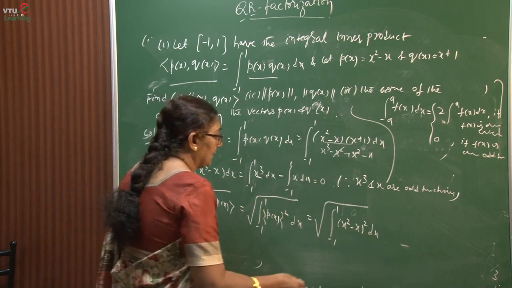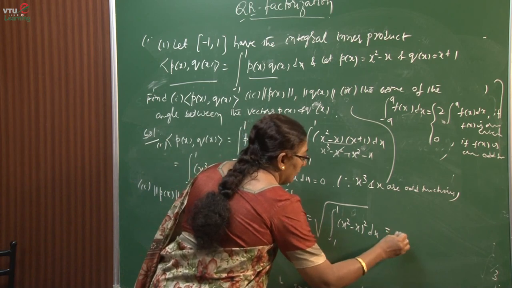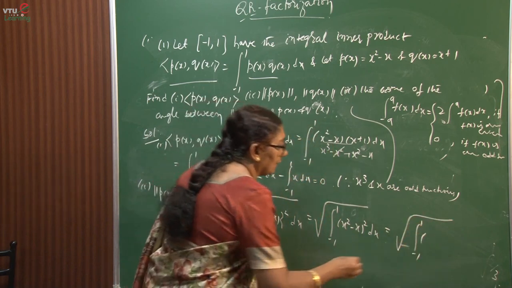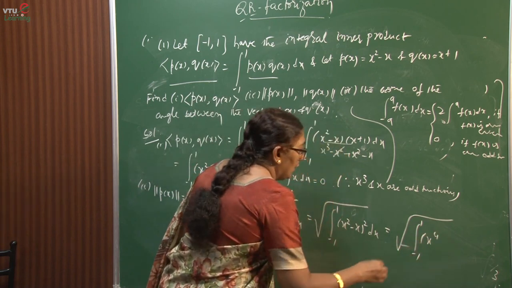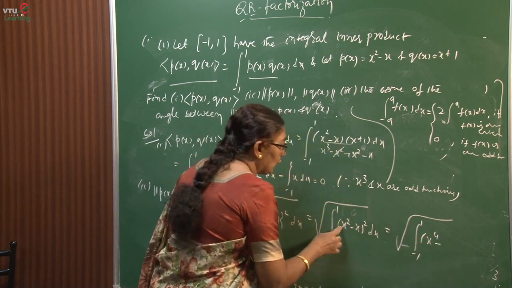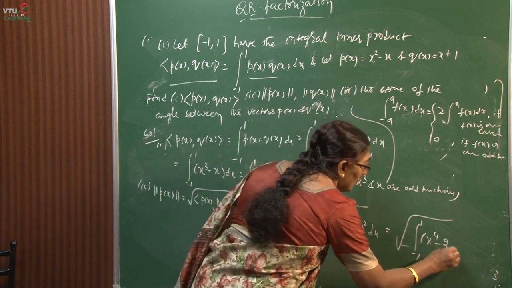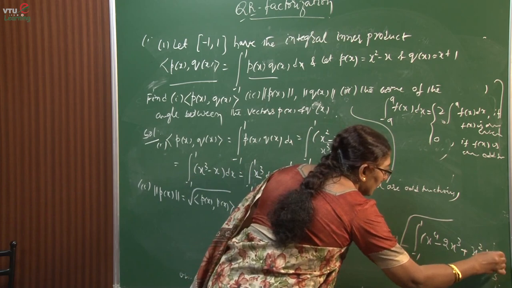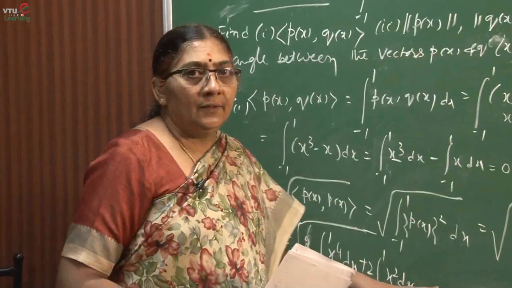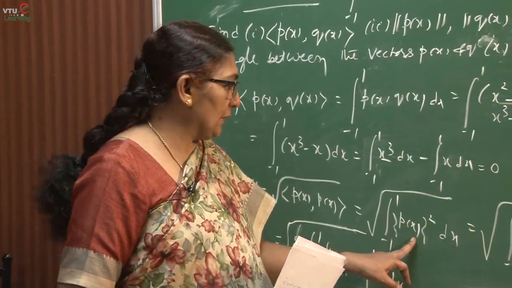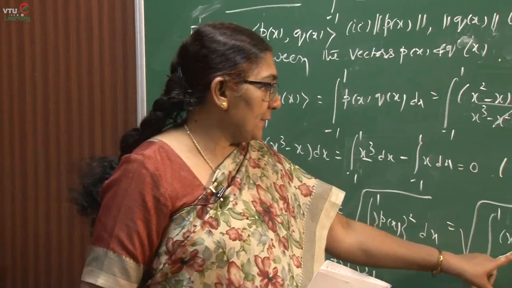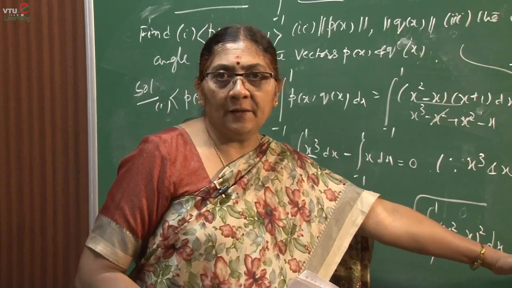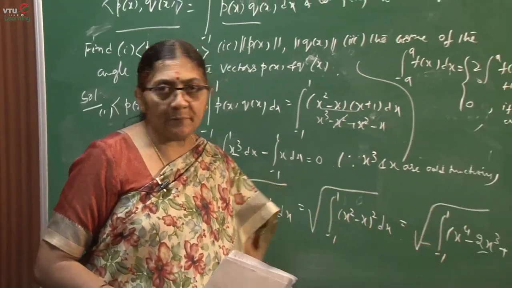Now, we have to expand this. Integration of minus 1 to 1, a minus b whole square means a square minus 2ab plus b square: x to the power of 4 minus 2 times x square times x, that is 2x cube, plus b square, which is x square, with respect to x. Now after you substitute p of x whole square, this is x square minus x whole square from minus 1 to 1 dx. We expand just like a minus b whole square, a square minus 2ab plus b square.